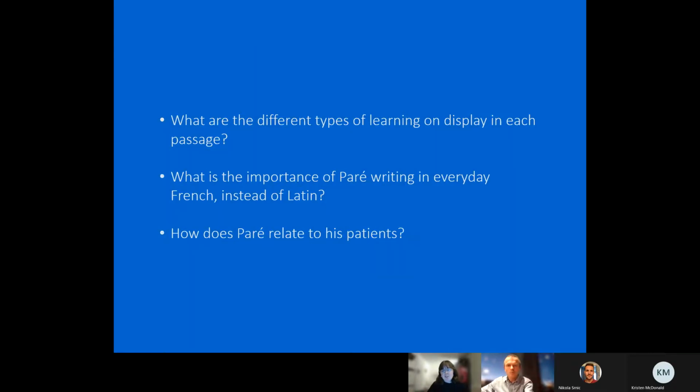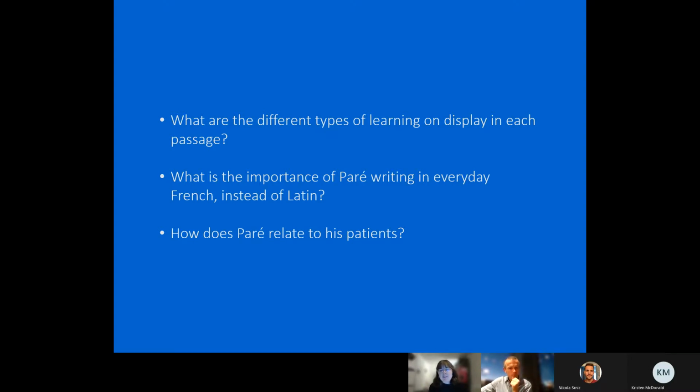Excellent. So Richard, if you want to go and have a look at the second question. What is the importance of Paré writing in everyday French instead of Latin? So a little bit of context to this. I mentioned before that most texts to do with medicine are written in Latin. Paré was part of a group of surgeons and physicians who decided to make a shift and actually write in French. And what we call that is writing in the vernacular, which means writing in an everyday language that everyday people were using and everybody could understand.